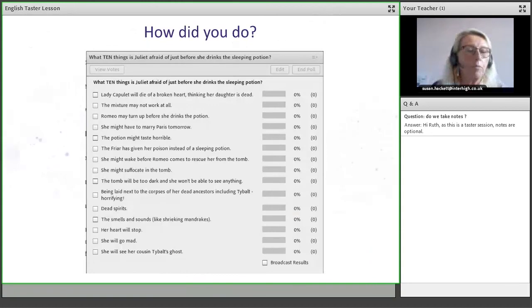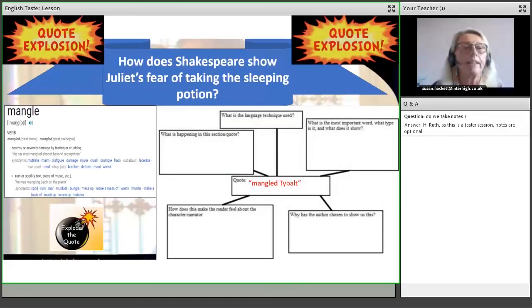I must say once again, what wonderful reading we had there. Now we are going to try and answer a question: how does Shakespeare show Juliet's fear of taking the sleeping potion? The way we do that is we use something called exploding a quote. We would write some answers here. What is the most important word? What type is it? If we looked at the quote "mangled Tybalt", we would write in there the effect of that. Why has Shakespeare chosen that?